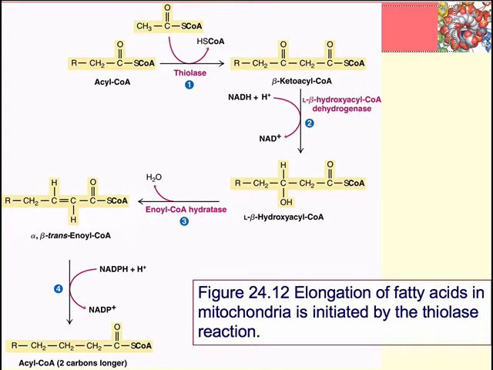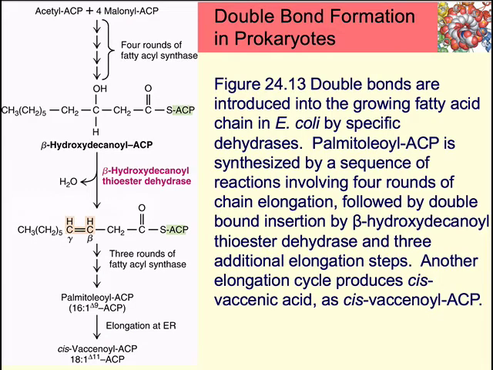Elongation of fatty acids in mitochondria is initiated by a thiolase reaction, as shown here. The acyl-CoA adds a 2-carbon unit to form a beta-ketoacyl-CoA, which can undergo reduction to form a hydroxyacyl-CoA, and then a double bond formation occurs with removal of water, and the double bond is reduced to a single bond, as we've seen already. In prokaryotes, double bonds are introduced into the growing fatty acid chain by specific dehydrases.